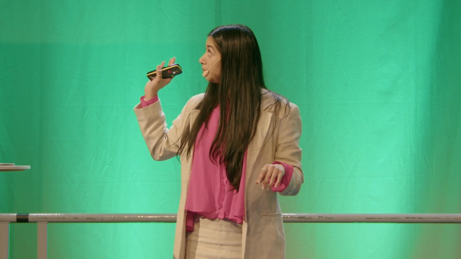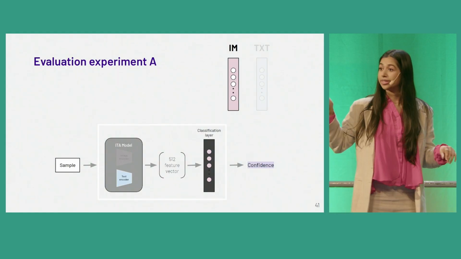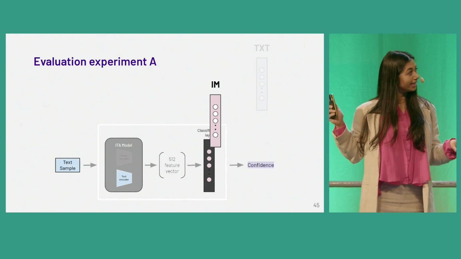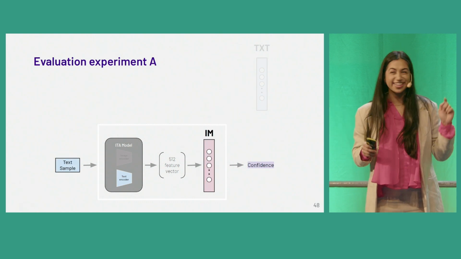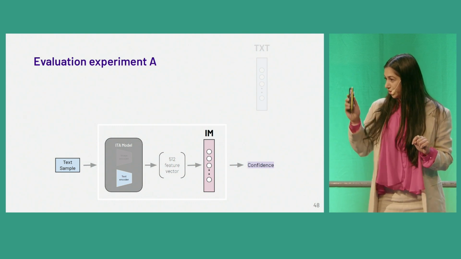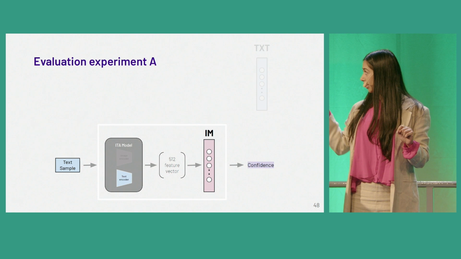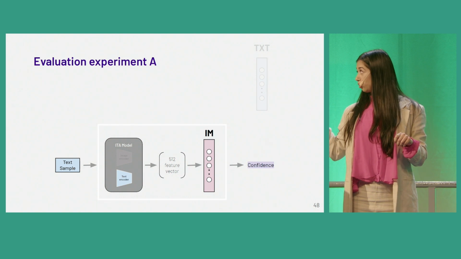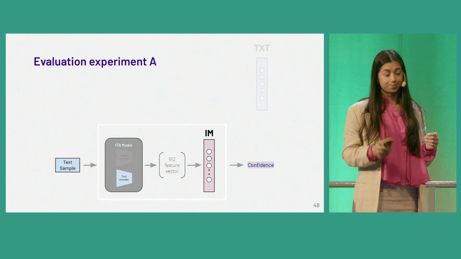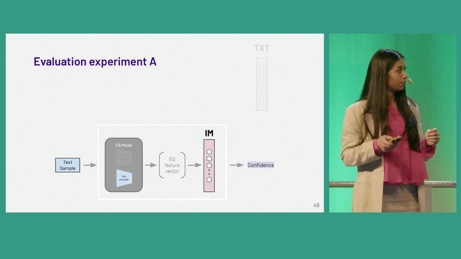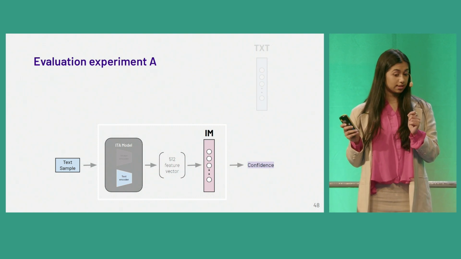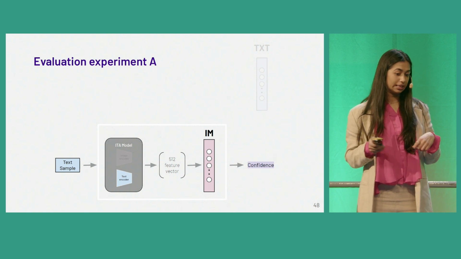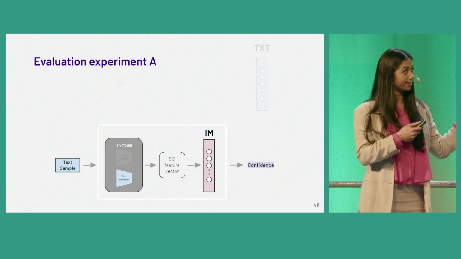Let's try and visualize it. We stand here now with our pipeline and the two models. In experiment A, we take our image feature trained model and place it right here. Then we take our text samples, feed them through the text encoder of the CLIP model, and attain features. These text features we pass through our image feature trained model to attain a confidence score for each sample.